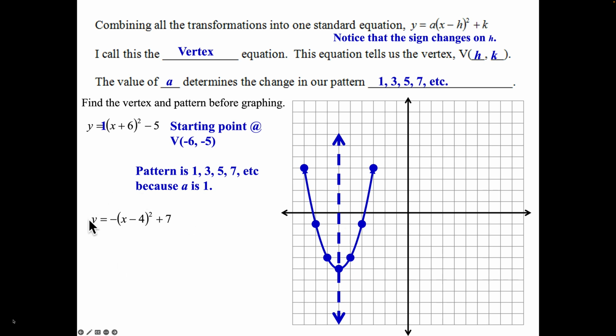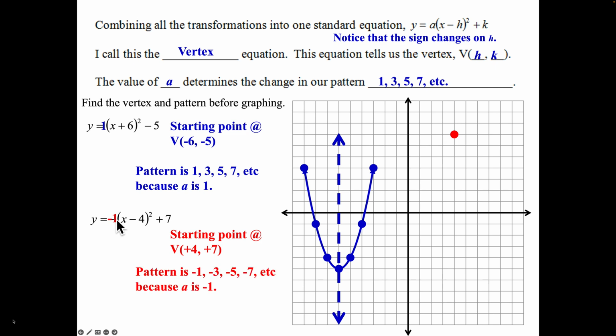All right, next one, y equals negative... Okay, that's going to be a -1, don't forget. Find the x, change its sign, +4, sign on the outside, +7. That's my starting point. 1, 2, 3, 4, 1, 2, 3, 4, 5, 6, 7. Plot your vertex. Now that -1 is going to change your 1, 3, 5, 7 to -1, -3, -5, -7.